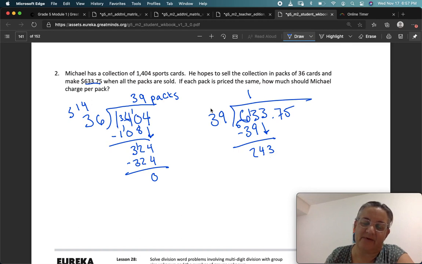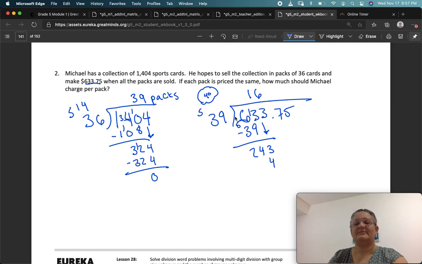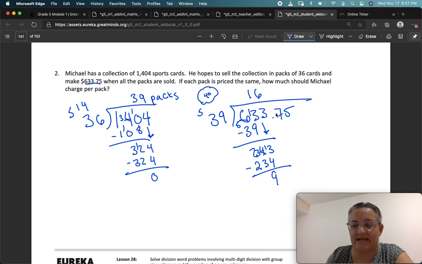I think if I were imagining that was 40, 40 would go into 24 6 times. So let's try that. 6 times 9 is 54. Carry the 5. 6 times 3 is 18. Plus 5 is 23. And now I've got 9 remaining. Bring down the 7. Put my decimal point there.